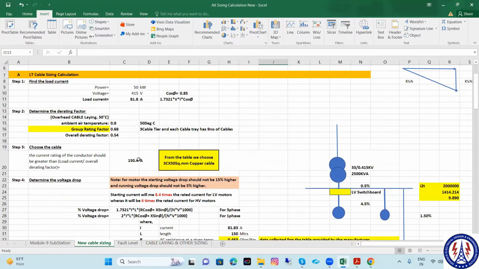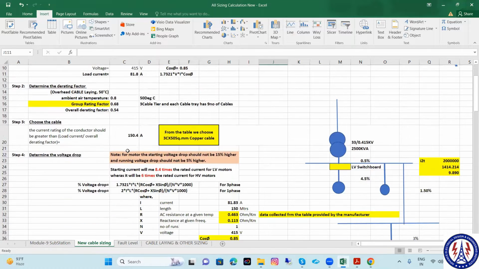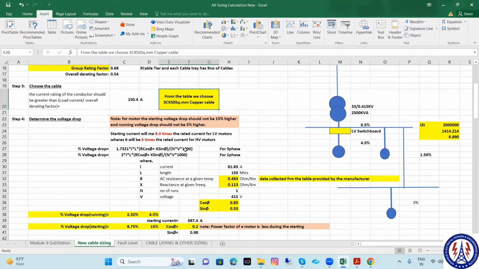This was my current requirement, so I was selecting 151 ampere. So a 3 core 50 square mm cable is enough. Now the second thing is the voltage drop. As I told, each cable has a certain length, and my load should get the required voltage. Otherwise, high current will flow and the efficiency of the load will decrease. So the voltage drop criteria should also be satisfied.